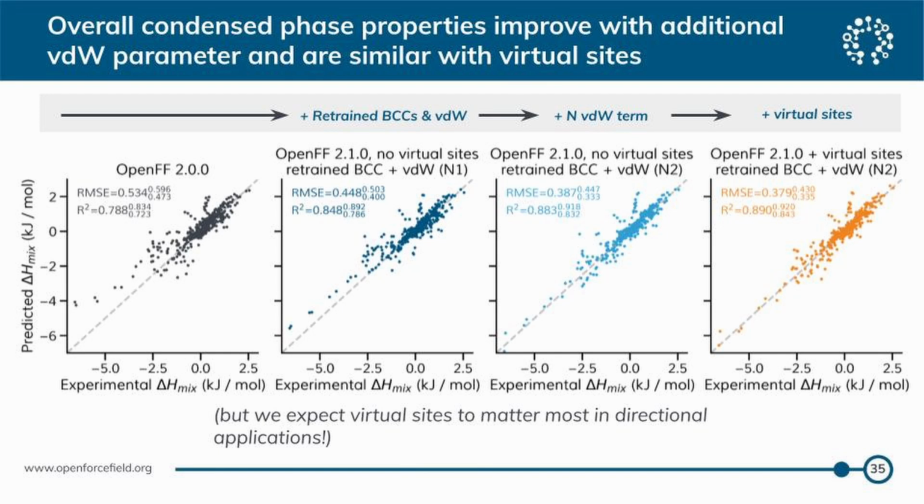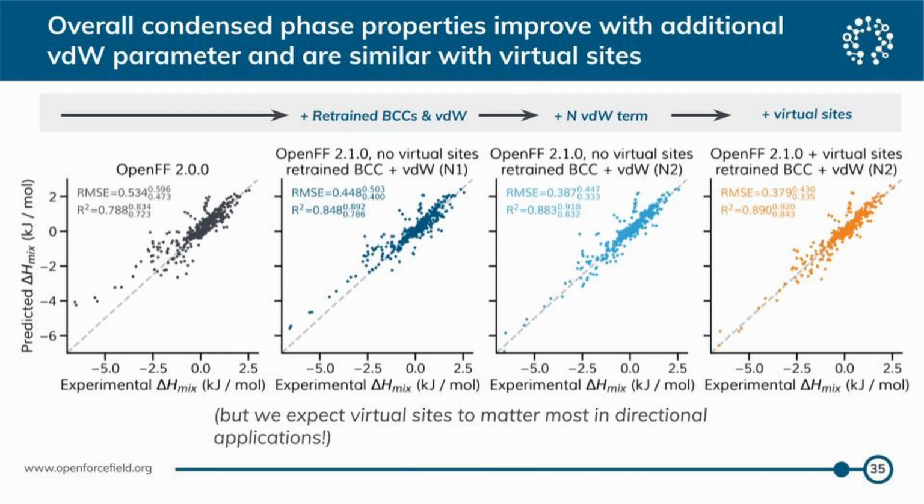So on condensed phase properties, if we go left to right here, we see that if we retrain our van der Waals parameters and our bond charge corrections relative to vanilla stage 2.0, we get some improvement. We get a lot of improvement if we add an additional nitrogen van der Waals parameter. And in fact, we actually can correct a systematic error with amines and water for enthalpies of mixing. And then at least on this overall data set, adding virtual sites maybe slightly improves things. It doesn't really change things overall. Although noting that we expect virtual sites to matter most in directional applications.